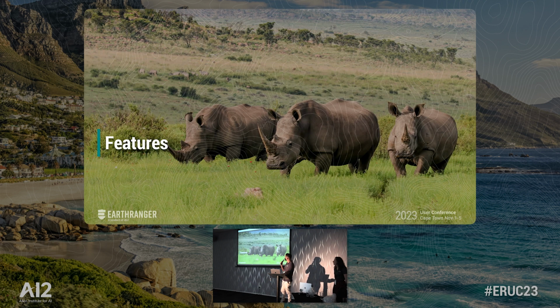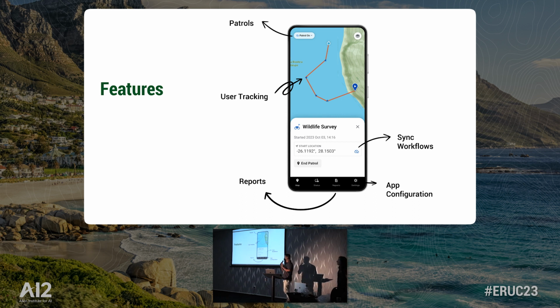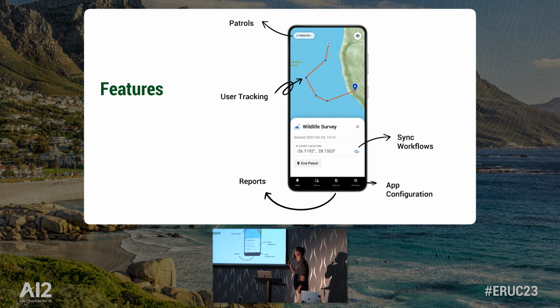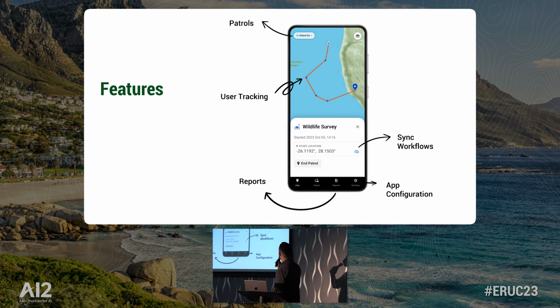Passing up to features, we're going to be covering what we do and what the updates in features are for this version 2 of the app. One of the big things in version 2 is patrols. Also, we're going to talk about previous features that we already considered in version 1, which are user tracking and reports. I'm also going to explain the sync workflows and app configuration updates for version 2 of the app.